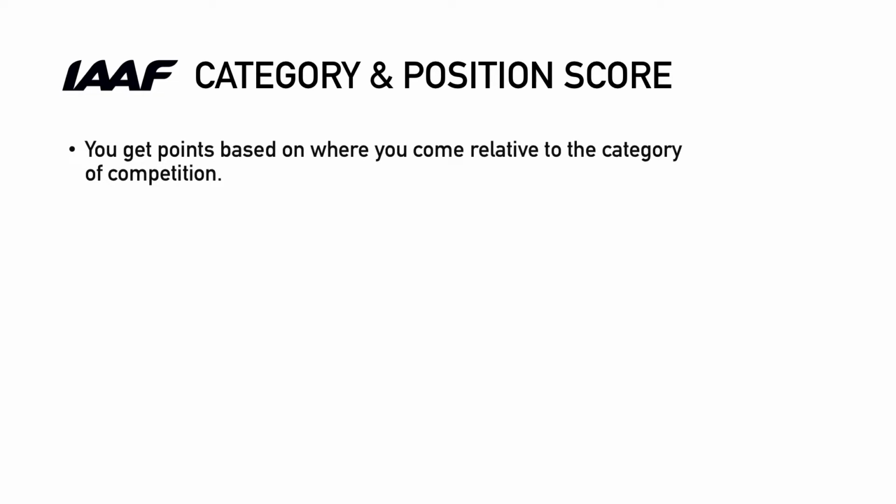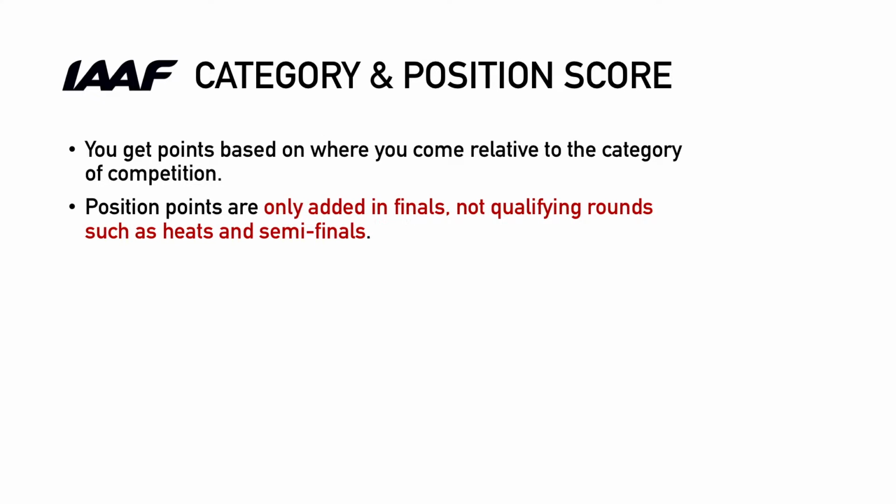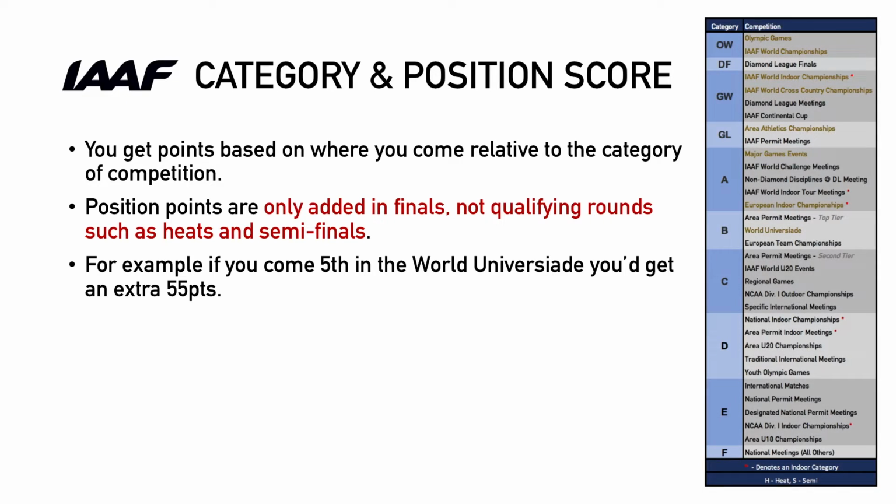the position score. So you get points based on where you come, but this is only relative to the standard of the competition that you are competing in. Okay, and these position points are only added in the case of finals, not in qualifying rounds such as heats and semis. This is an example of the table and category of categorization of meetings.